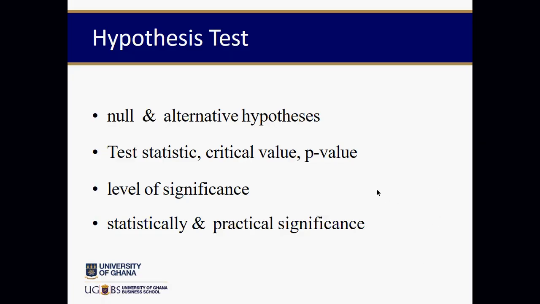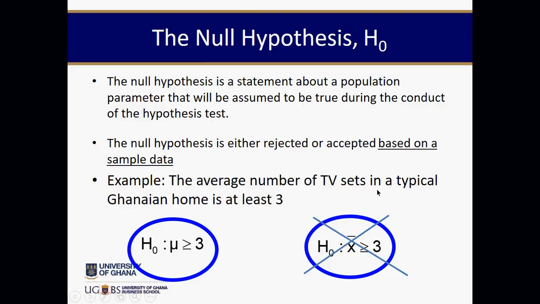So I think we will do more of it. So the null hypothesis is a statement about a population parameter that will be assumed to be true during the conduct of the hypothesis test. So always we assume that the null hypothesis is true. That's the issue at hand right now. So we want to do a test to see whether it is true or it is not true. That's when the alternative hypothesis comes in, right? So the null hypothesis is either rejected or accepted based on the sample data.